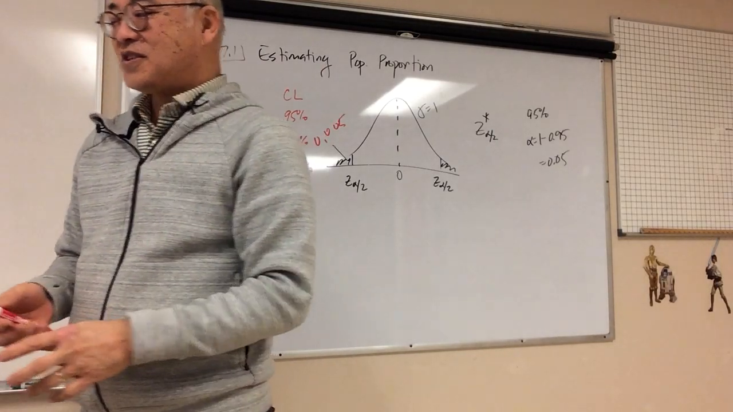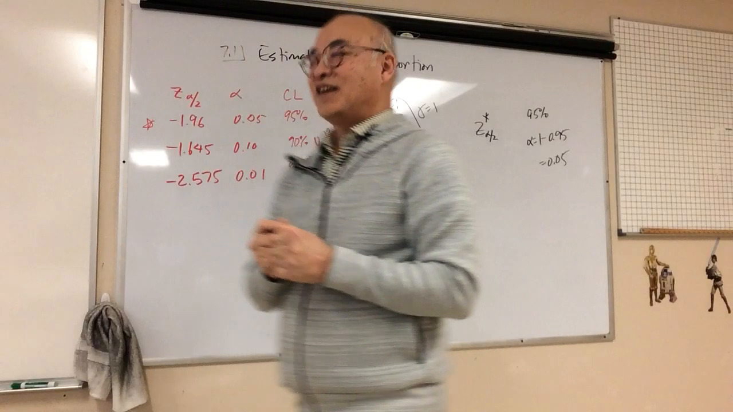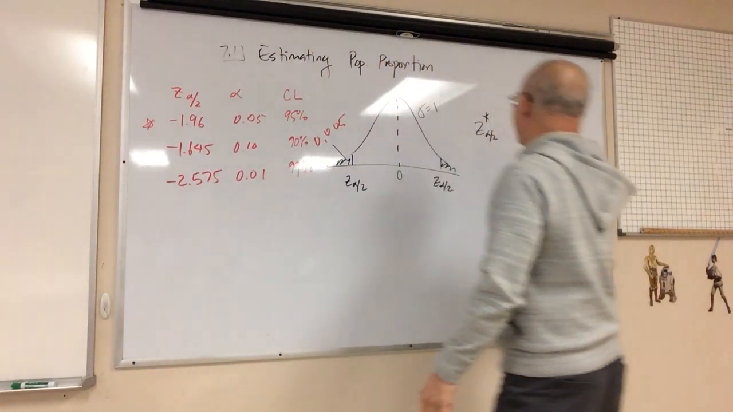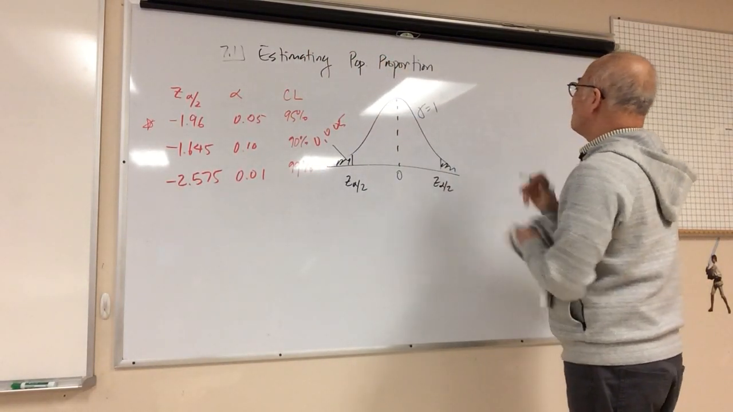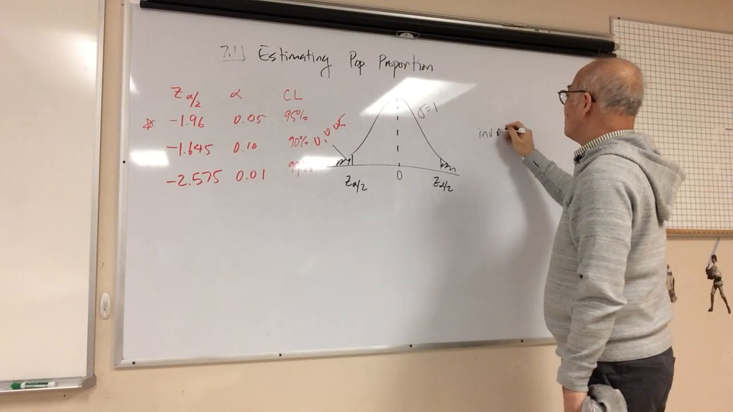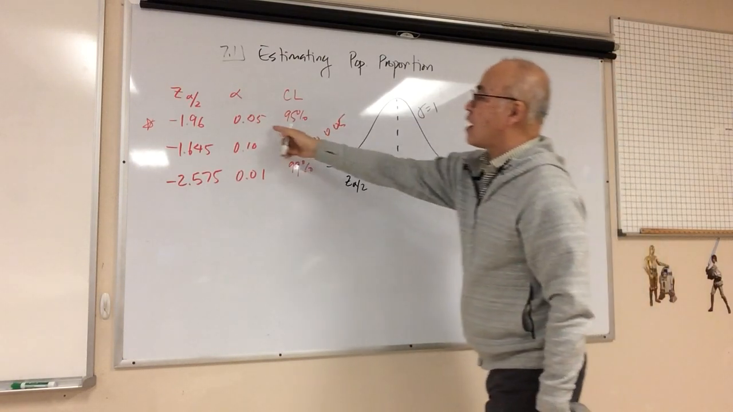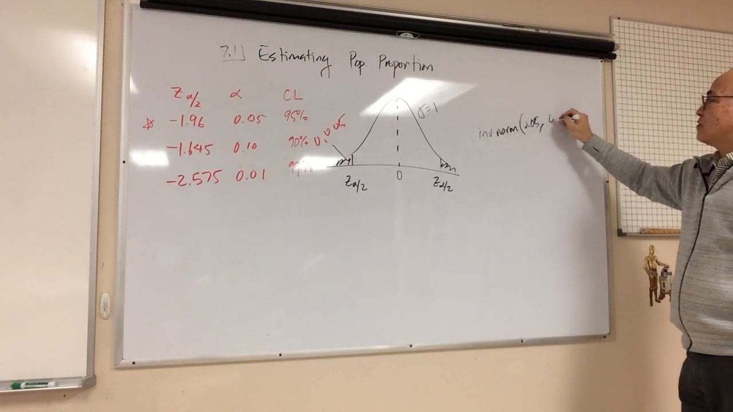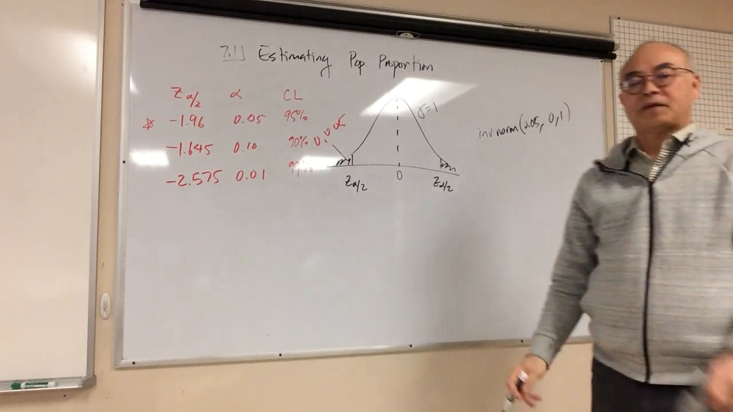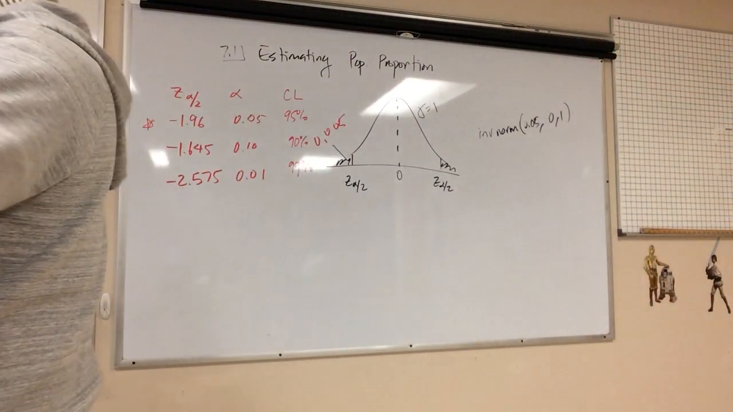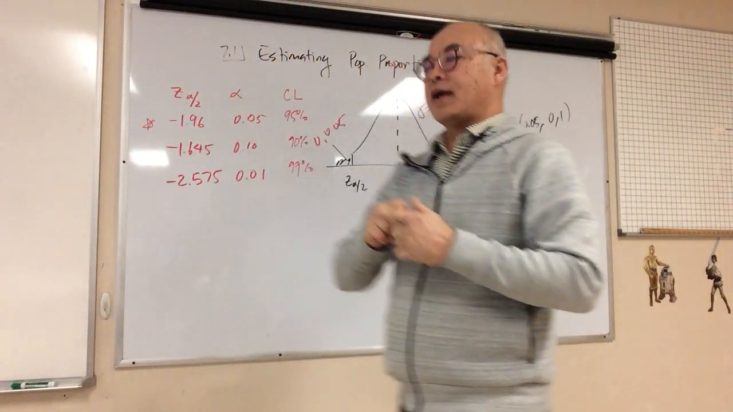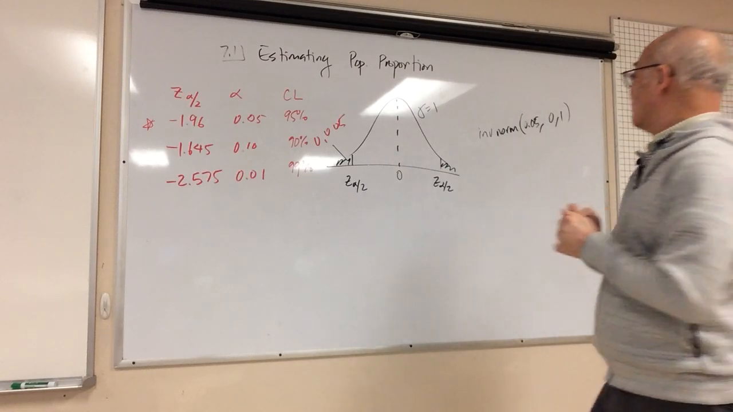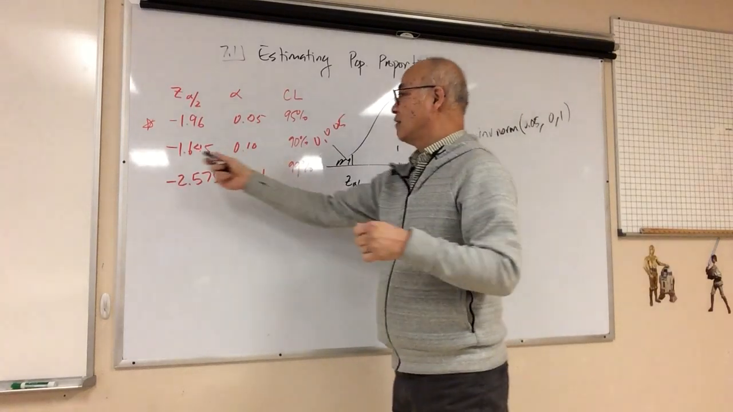Or, what's the other way we can do this? With a calculator, what am I going to use? Inverse norm. I have to do inverse norm, correct? Let's do the top one: 0.05 with a mu of 0, standard deviation of 1. What do I get? Negative 1.644. This guy right here, right?